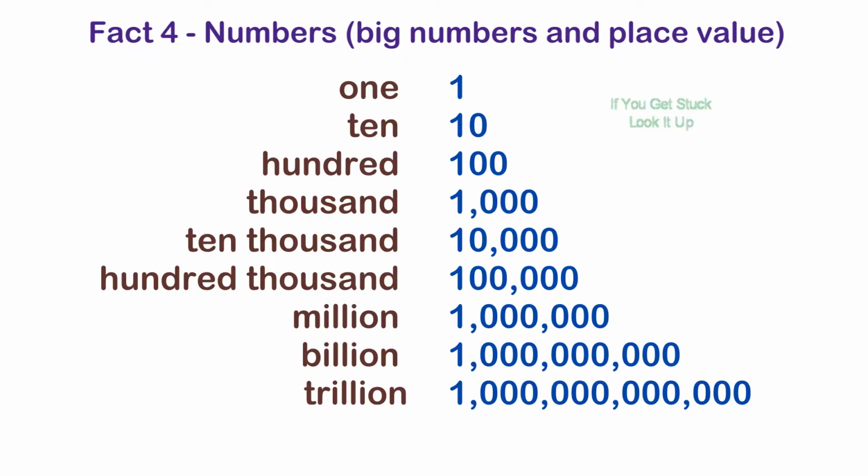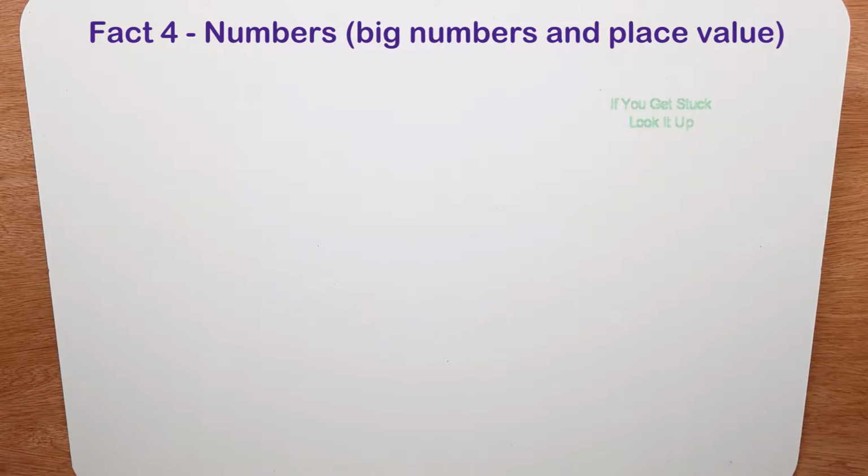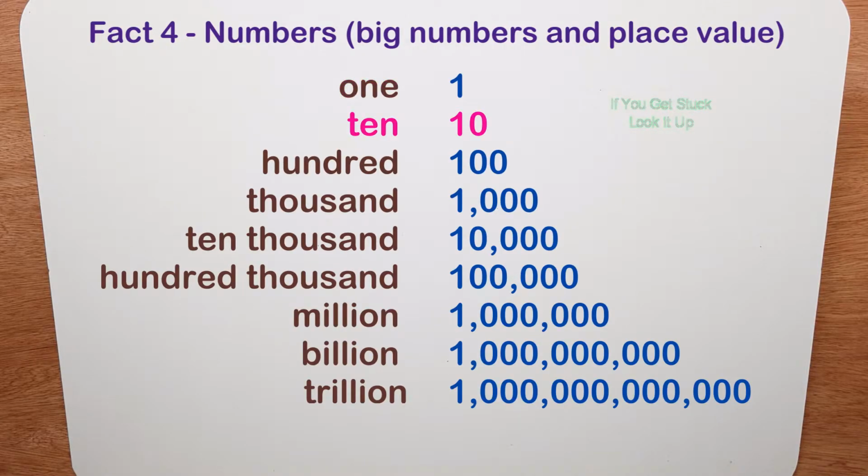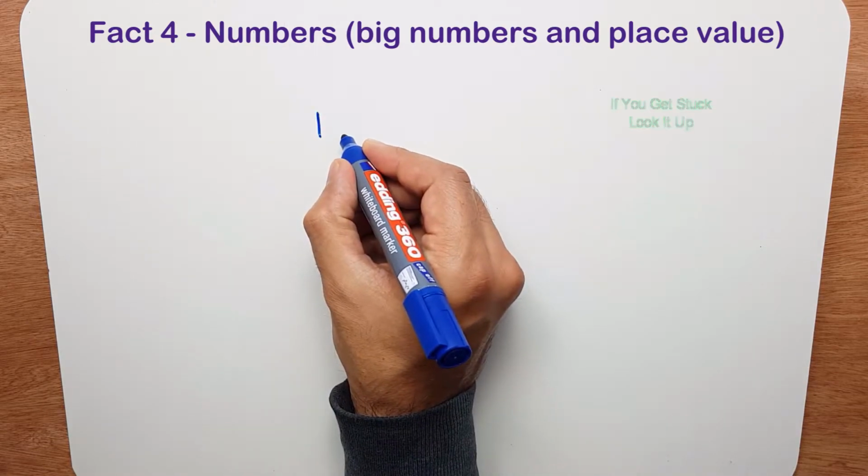With Maths Fact 4, we're looking at numbers that are 10 times bigger than the previous number. So you're adding an extra digit each time. Now it's important to make sure that you know what the numbers are. So let me just go through the numbers. 1, 10, 100, 1000, 10,000, 100,000, million, billion, trillion. So let's start with 1000.